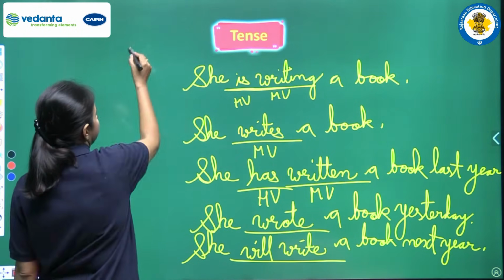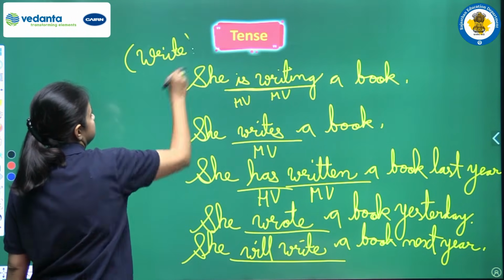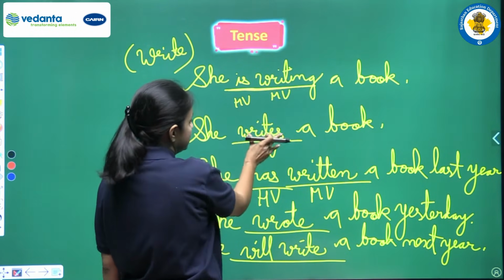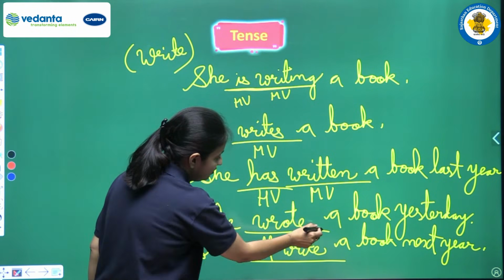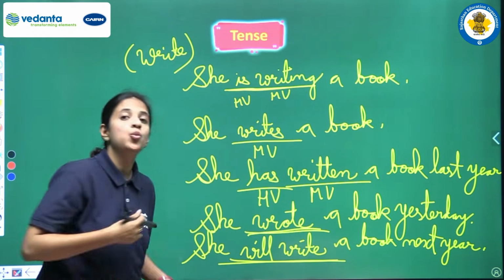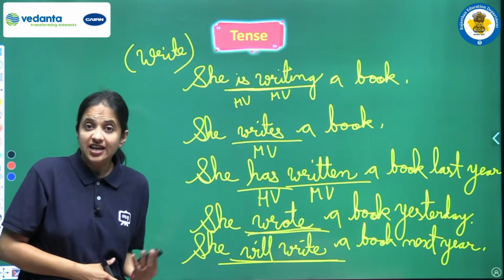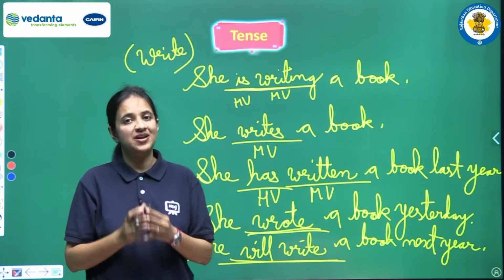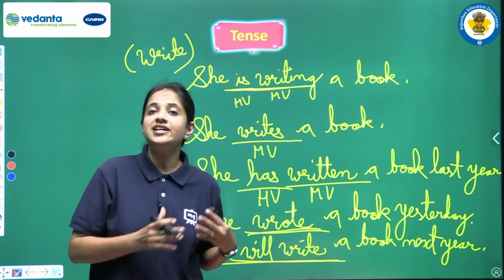The main verb that we are having in all these sentences is write. In this sentence we are having writing, next we are having writes, then we are having written, then we are having wrote, and next we are having will write. So why are we having different forms of the same verb, why are we having different kinds of helping verb? Because the simple answer is that all these sentences are related with different tenses.